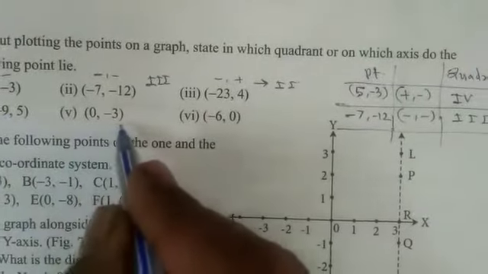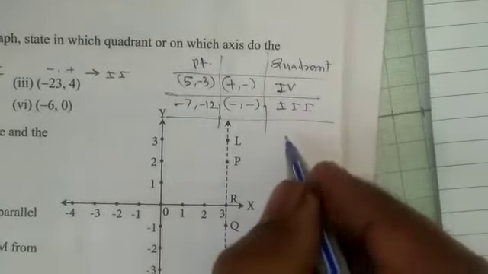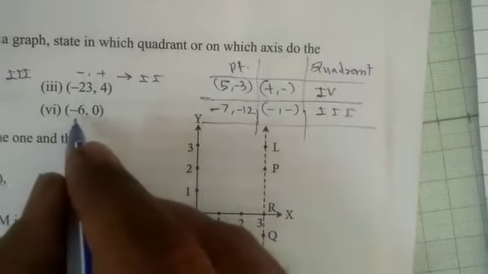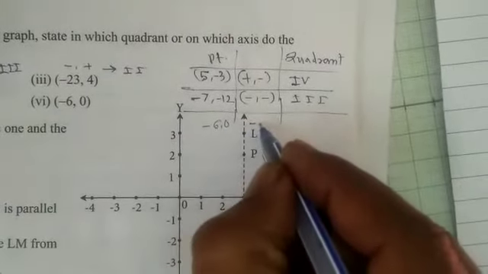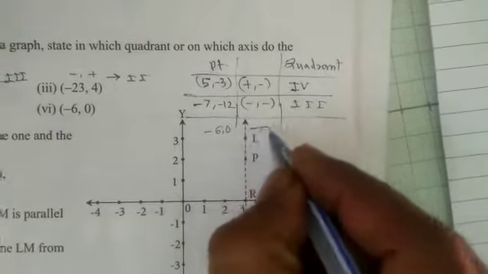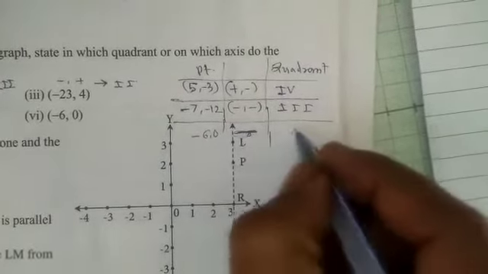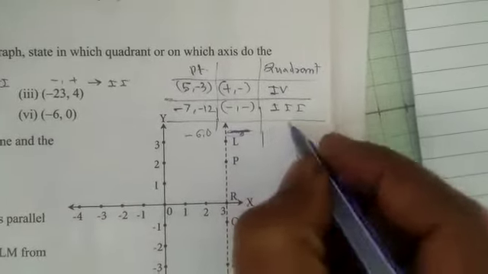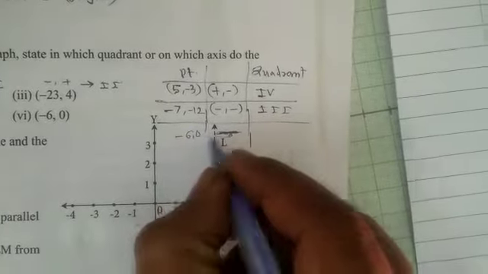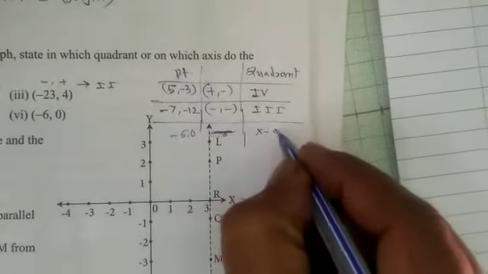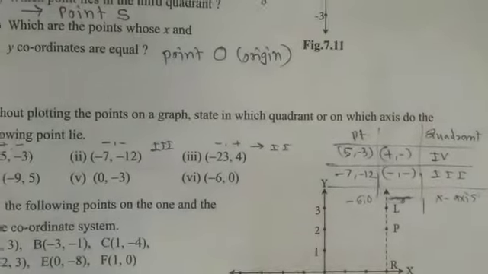Then (-9, 5), (0, -3), (-6, 0). Write this in the box. Last, you see (-6, 0). (-6, 0) means minus, then zero. These are not on any quadrant. This lies on the axis. Which axis? See here. The x coordinate is -6 and the y coordinate is 0, which means it lies on the x axis. So by this way you want to solve this example homework.